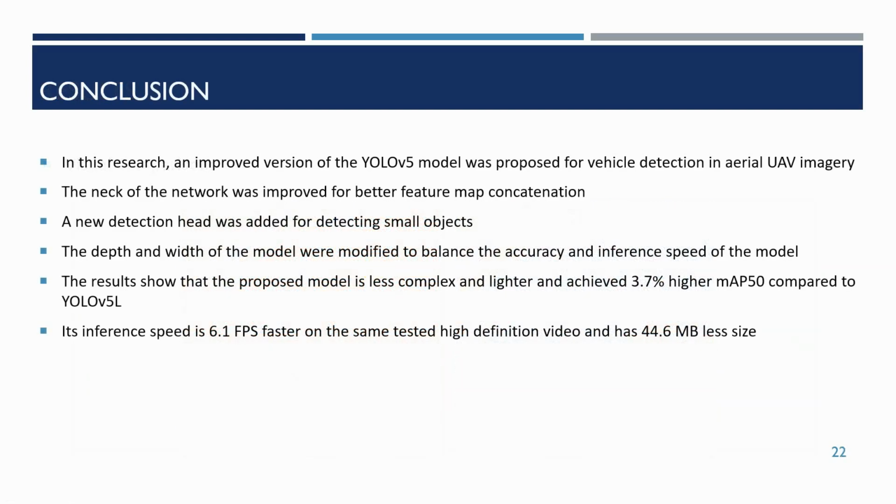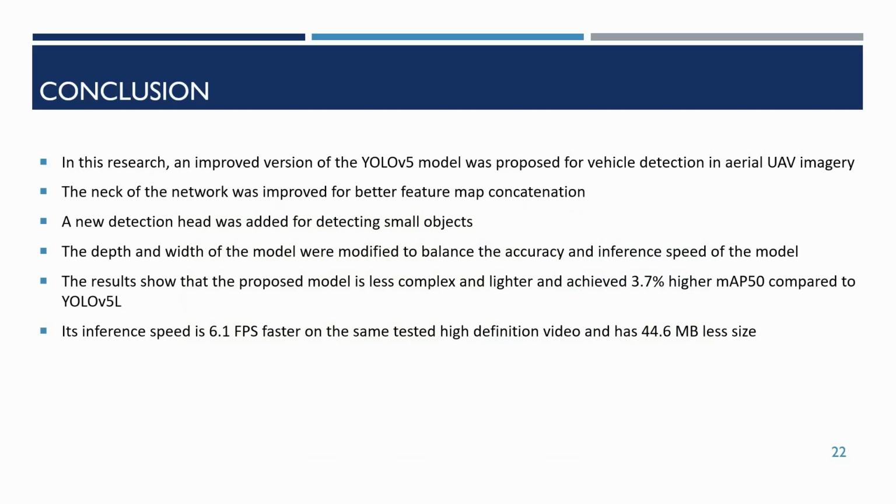In conclusion, in this research, an improved version of the YOLOv5 model was proposed for vehicle detection in aerial UAV imagery. The neck of the network was improved for better feature map concatenation. A new detection head was added for detecting small objects. The depth and width of the model were modified to balance the accuracy and inference speed of the model.